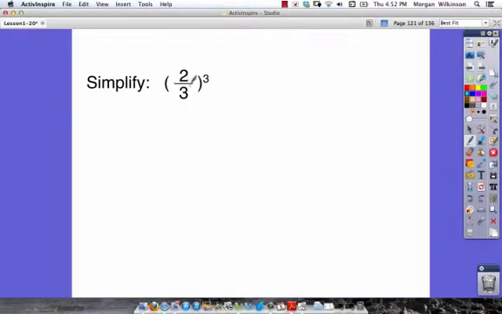Now in this problem we have 2/3 to the third power. You'll see this written more commonly with the 3 up a little bit higher in the exponent, so it might look more like this as you see it in your textbook. Okay, it's a little bit clearer that that's our power or our exponent. What this means is we're going to multiply 2/3 by itself 3 times. So 2/3 times 2/3 times 2/3.